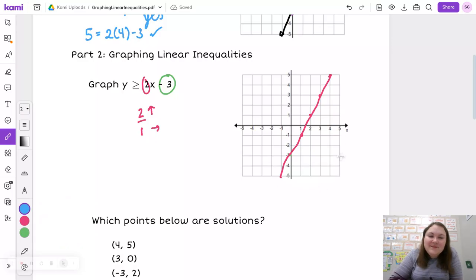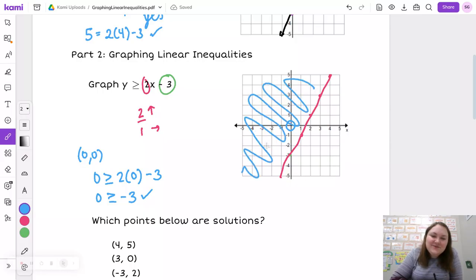So for example, I'm going to pick any point not on the line. And my favorite one to do is (0, 0). If I put (0, 0) into this inequality, it's going to say 0 is greater than or equal to 2 times 0 minus 3, which when you do that math, 2 times 0 is 0, so you've got 0 is greater than -3. That's true. So that would tell me that this point (0, 0) is a solution, but also any point that's on that same side is a solution. That means every single point up here is a solution point, and we show that by coloring in all of those points, similar to when you colored it on the number line.